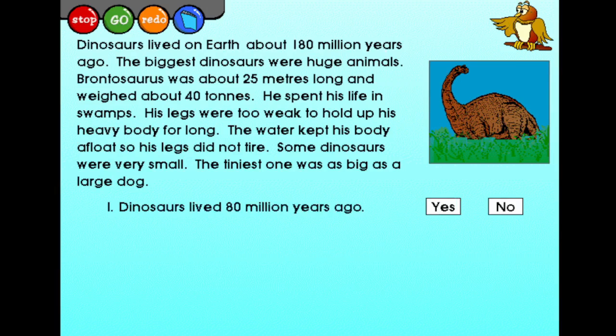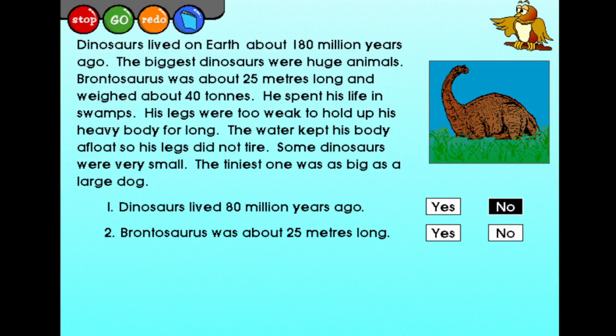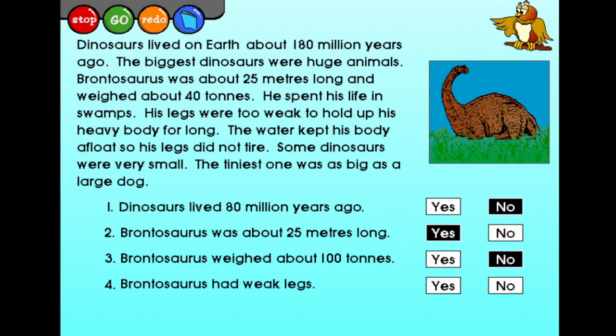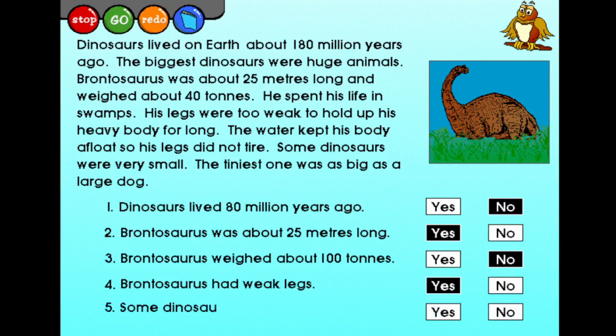Read this sentence, then click on Yes if the sentence is true, or click on No if the sentence is not true. Yes! Read the next sentence, then click on Yes if the sentence is true. No! Read the next sentence. Yes! Read the last sentence. Yes! You learn quickly.